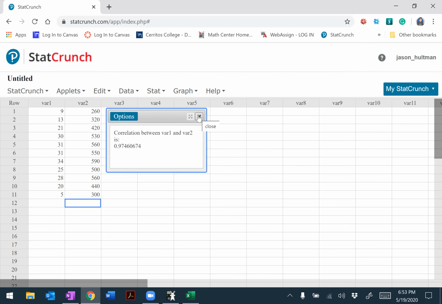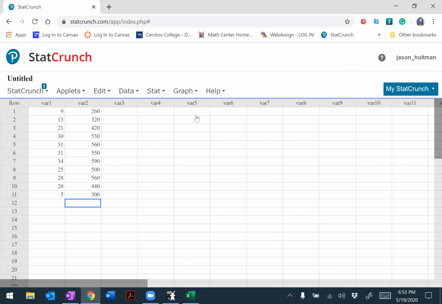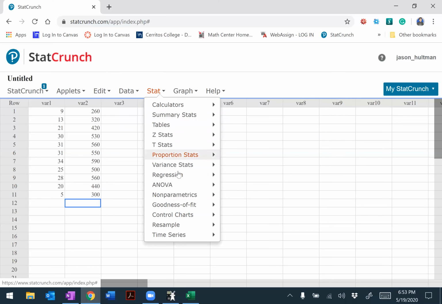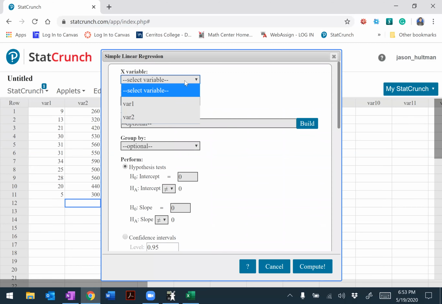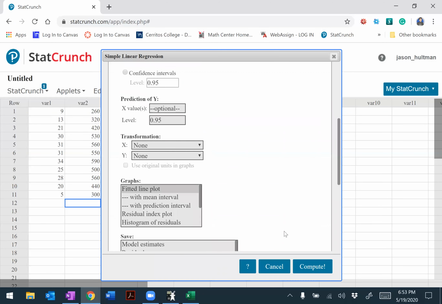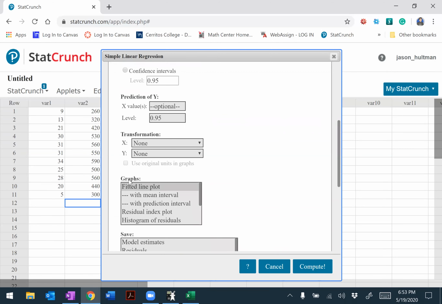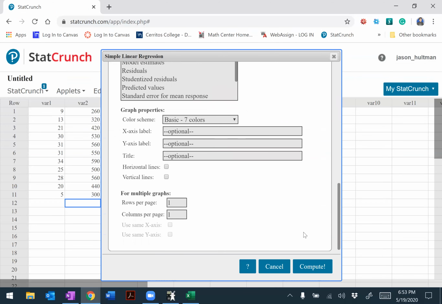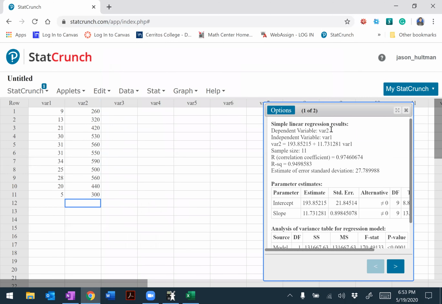Now, what's the regression equation? Let's do the regression equation in StatCrunch. We're going to go to Stat, Regression, and Simple Linear. Select your X variable. The X variable is var1. The Y variable is var2. And the graph will be a fitted line plot. That's fine. Let's calculate this out.